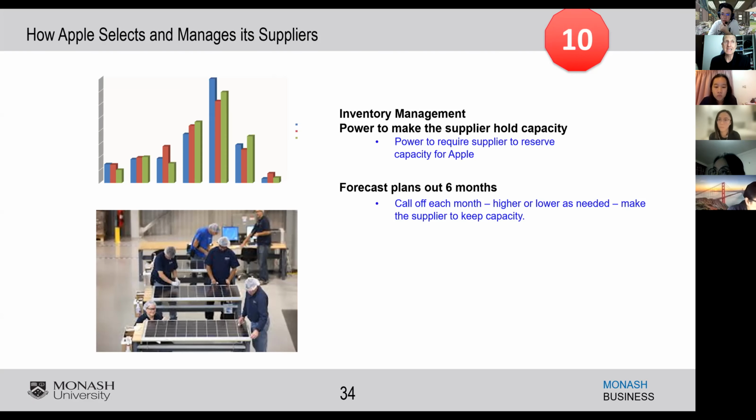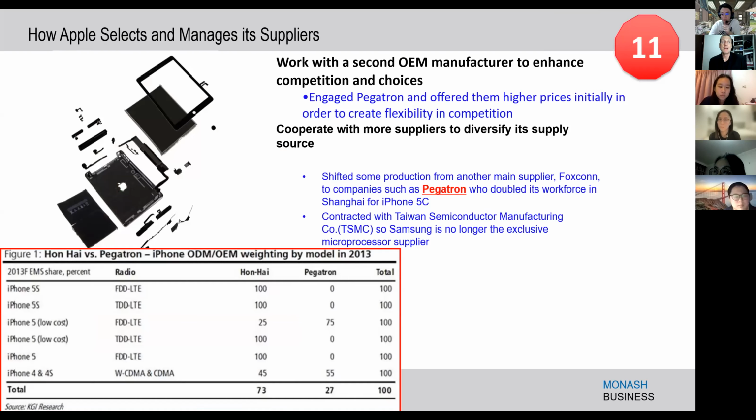Well, Apple said, yes, you can write it off, but you've got to stretch it out over 5 years, not 2 years. So this is the power that Apple has over the suppliers. Number 10, number 11. This one's a good one. Number 11: they work with a second OEM manufacturer to enhance competition and choices.